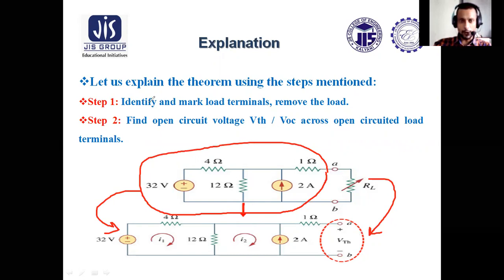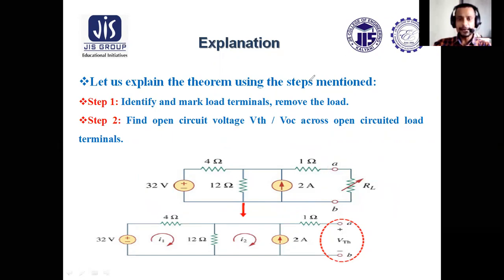So as per step 1, we'll first identify the load, mark load terminals, in between which two terminals the load is connected are known as load terminals. Then we'll remove the load. We have removed the load. So after removing the load, AB terminals have now been open circuited. Next step, whenever you have removed the load, the terminals will be open.